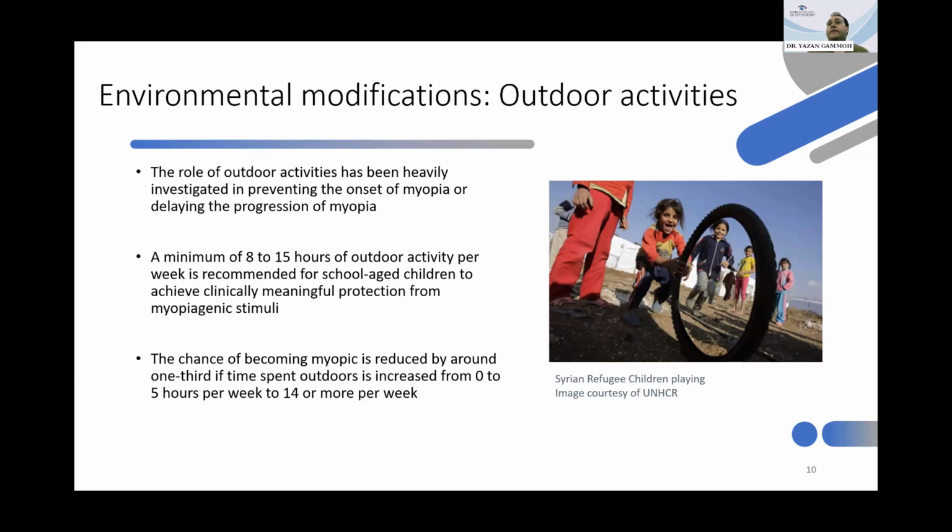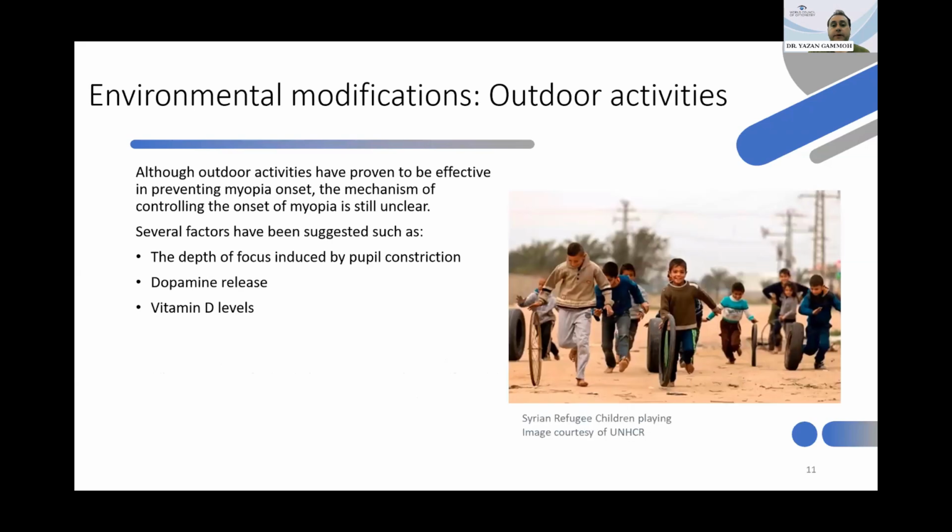And the chance of a child becoming myopic is actually reduced by around 1/3 if the time spent outdoors is increased from around 0 to 5 hours per week to 14 or more per week. So this is quite important. Small change in lifestyle will dramatically change the myopia pathway.